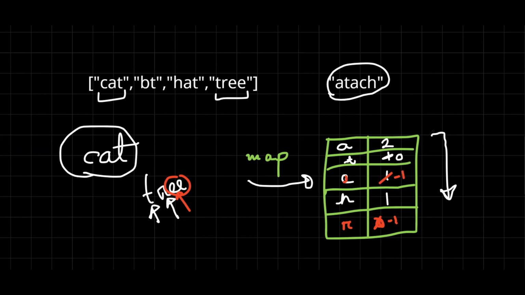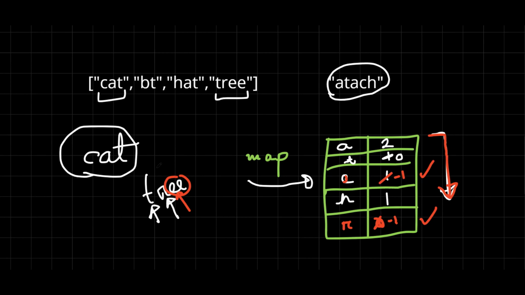Now, if we again iterate over all of the elements in the map, in this case for tree, we have seen that there are 2 entries, which are C and R, whose corresponding value is negative. That means if we want to make the string tree by using the string attach, there is a shortage of the character C and the character R. That's why the entry becomes negative. In this case, we cannot form the string.